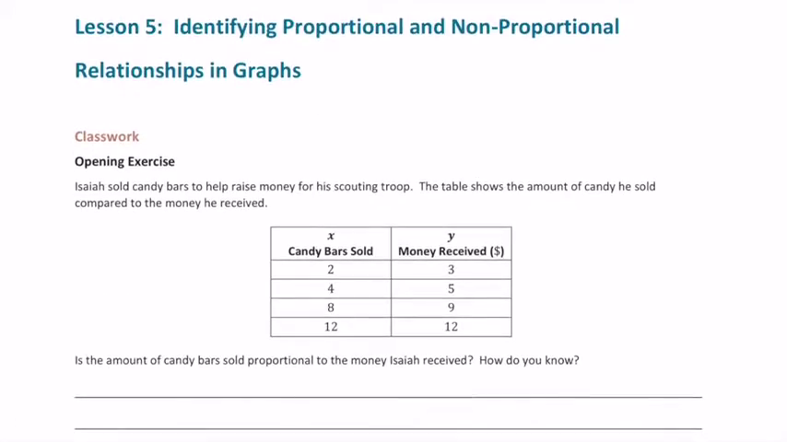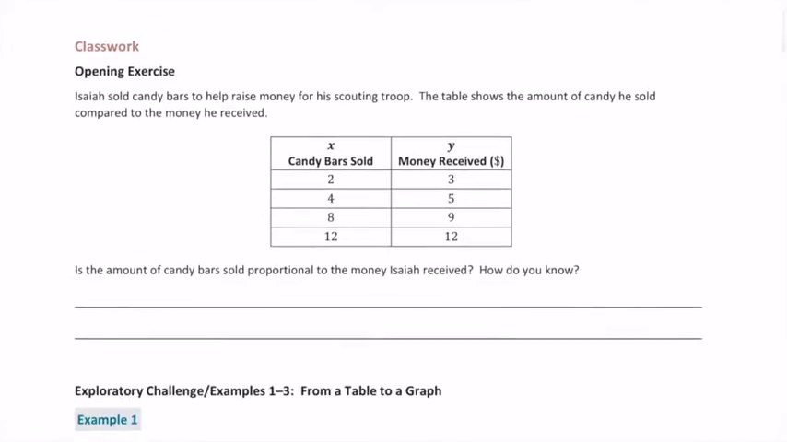Alright, so today's lesson is going to be going over how to identify proportional and non-proportional relationships in graphs. Now, in the last lesson we looked at tables, so now we're going to look at the picture translation of that, and what it means to graph something out. Okay, so before we get started on that, let's go over what we've been doing.